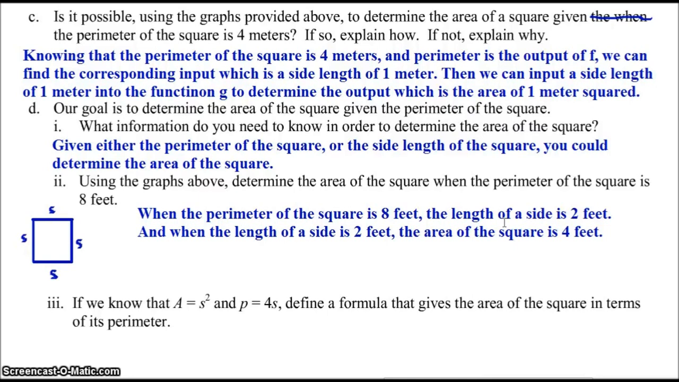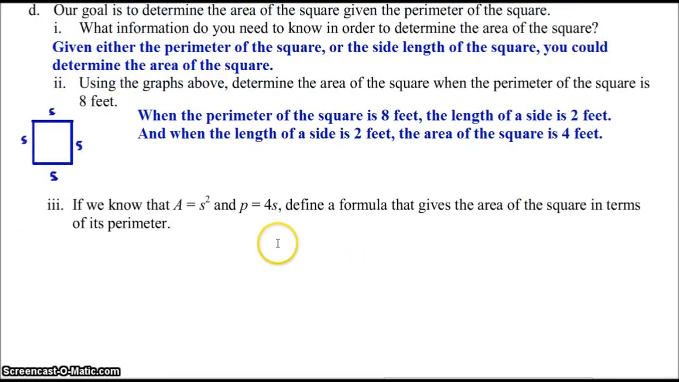Part 3. If we know that the area is the side length squared, S squared, and the perimeter is 4 times S, 4 times the side length, define a formula that gives the area of the square in terms of its perimeter. Notice that S is the link between these two. And so we just have to find out how to relate A and P, given that S is a link between them. And notice that P is 4S. We can solve that equation for S. Then we're going to substitute it into this equation for A.